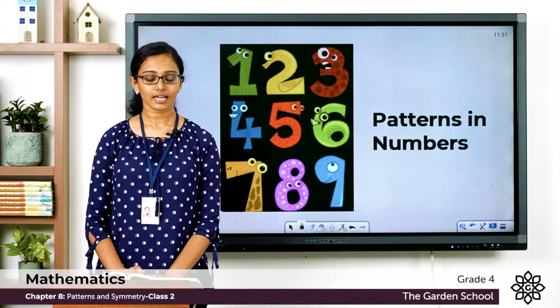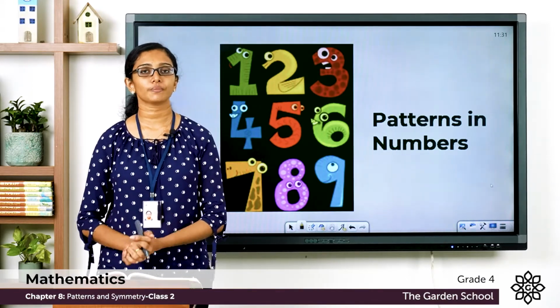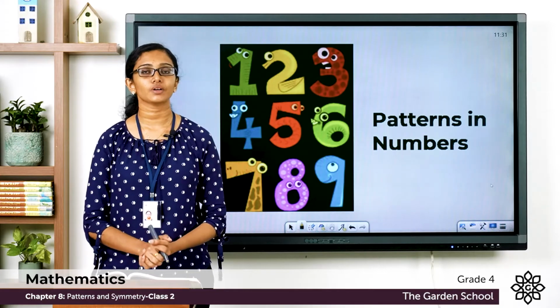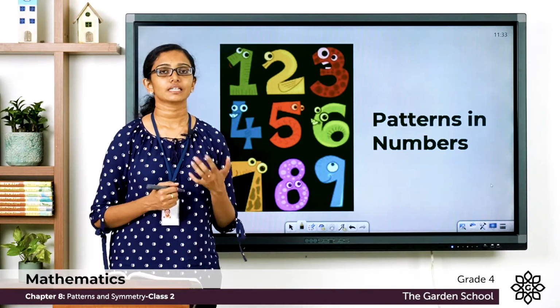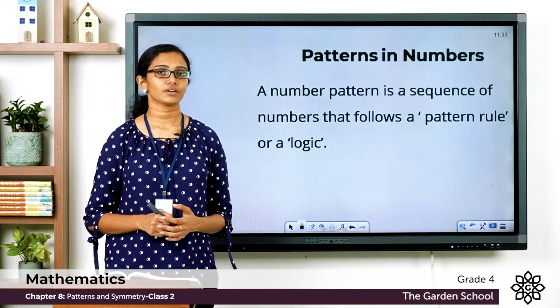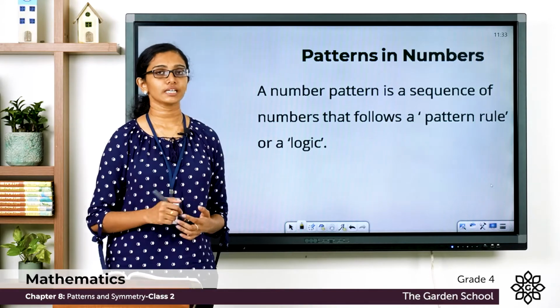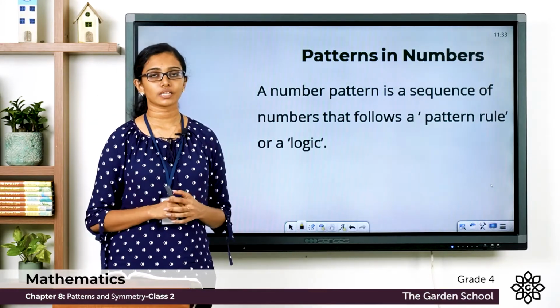So we have already started the chapter Patterns and Symmetry, and we have gone through some basic concepts that you have already learned in your lower classes. So today let's talk about patterns in numbers. What do you mean by a number pattern? A number pattern is a sequence of numbers that follows a pattern rule or logic.